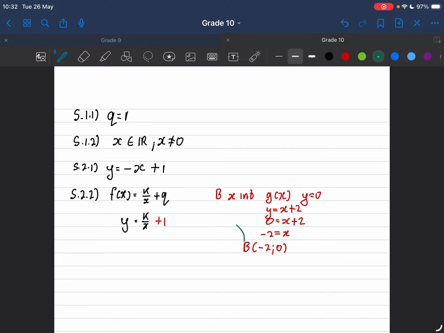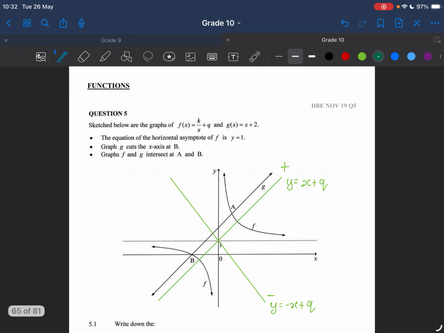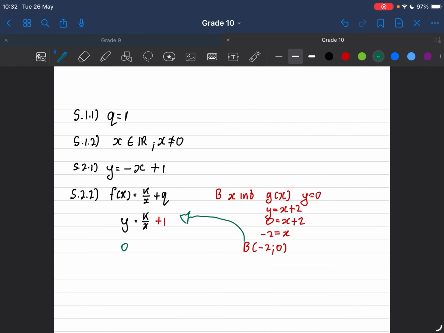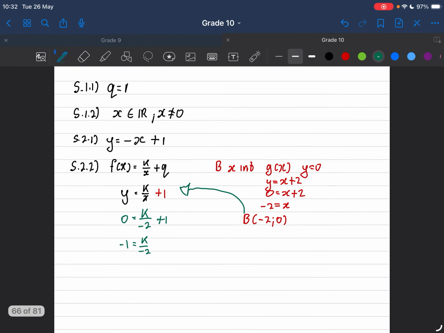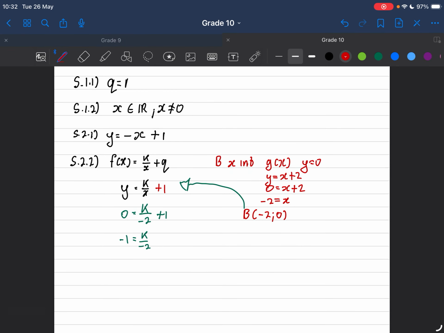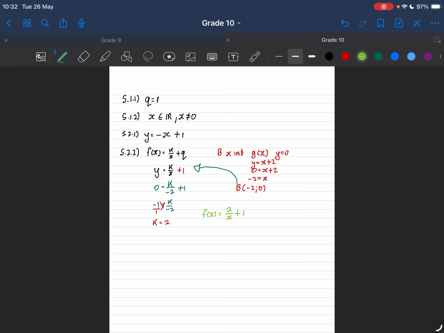I'm going to then take this and sub it into that equation, that entire coordinate, because B is also on the hyperbola. So I'll say 0 equals k over negative 2 plus 1. So k over negative 2, negative 1 on that side. We can put this over 1 and cross multiply. So k is equal to 2. I'll write my final equation by subbing in k. So f of x is equal to 2 over x plus 1. And that's that.